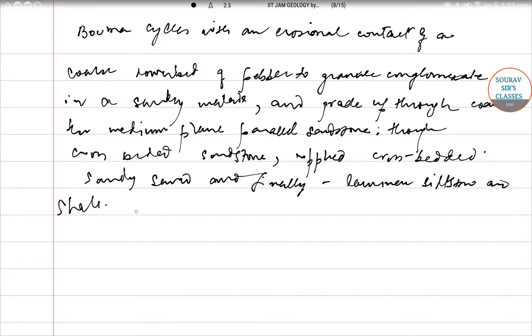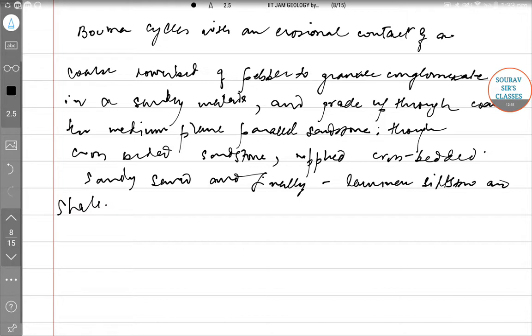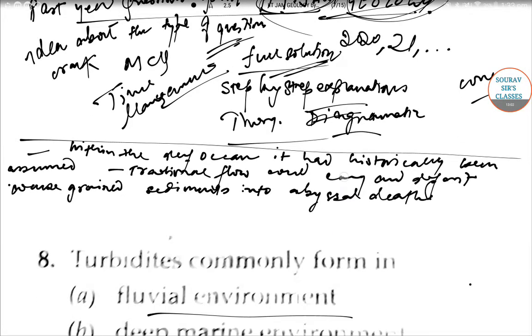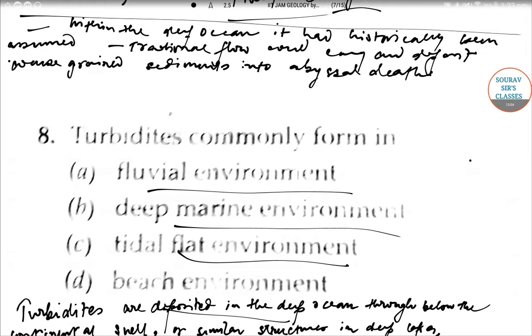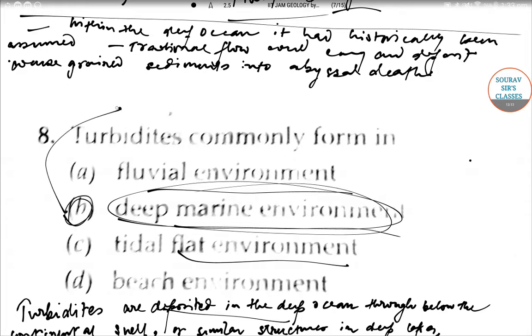The vertical succession of sedimentary structure, bedding and changing lithology is representative of strongly varying flow regime currents and their corresponding sedimentations. So I connect that turbidites are commonly known as the deep marine environment, which we are talking about. So option B is the correct option to this question.